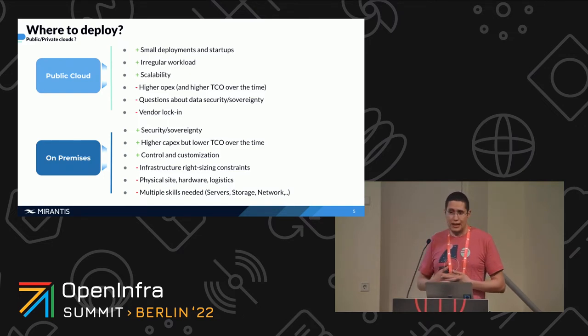But it has a higher OPEX, and people are talking about bill shock. It means that, especially if they have a big enterprise, they give accounts to everyone, and after the end of the month, they end up with millions, right?